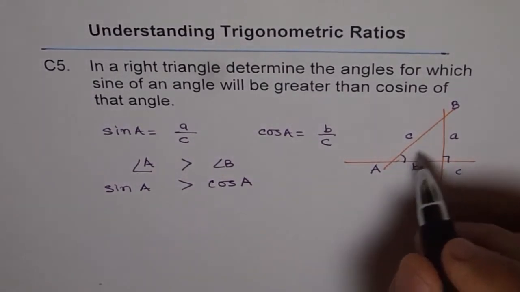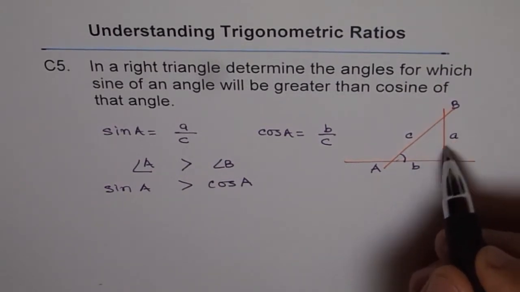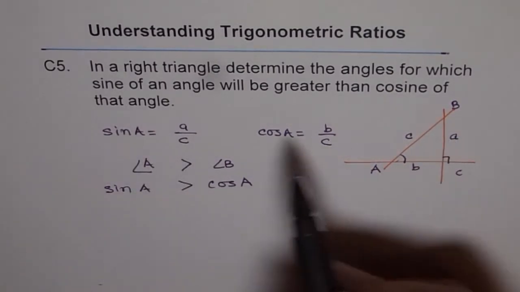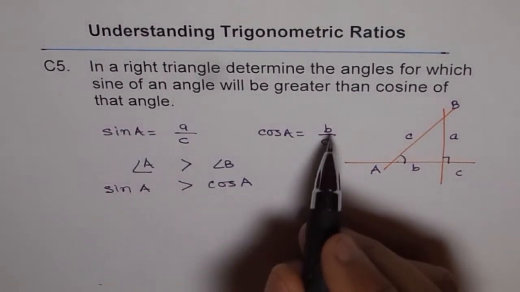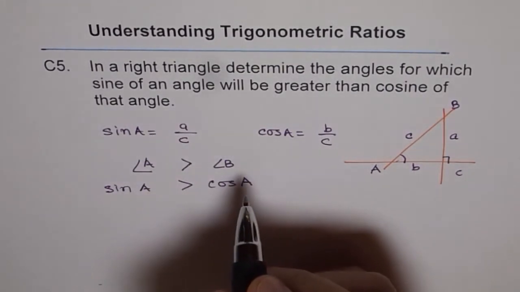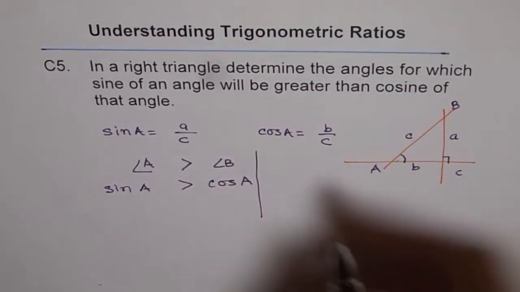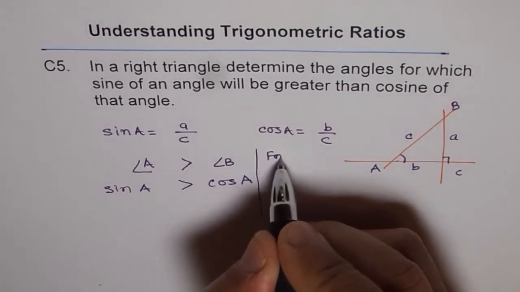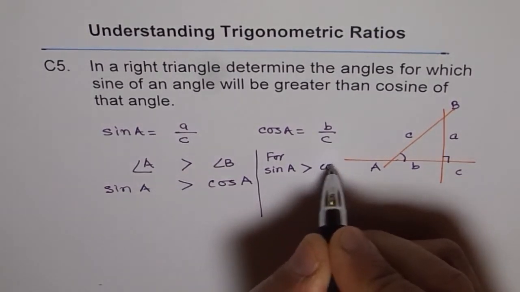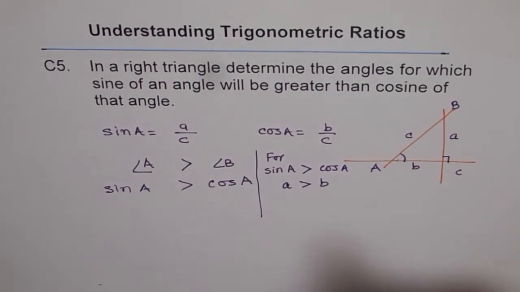That is how it is, because it boils down to the ratio of the sides, correct? So sine is a over c. For sine to be bigger, a should be greater than b, right? We can think like this also. For sine A to be greater than cos A, side a should be greater than side b. Does it make sense?